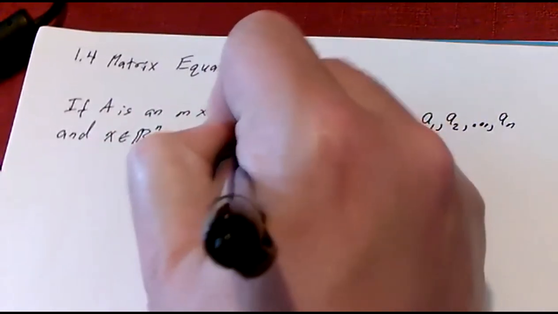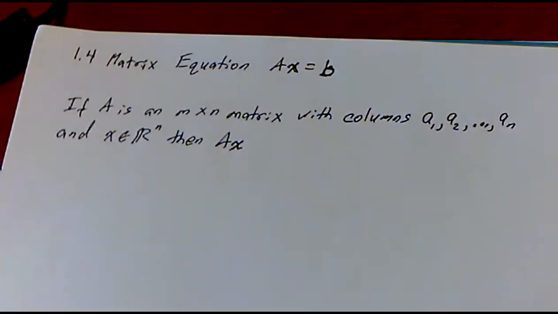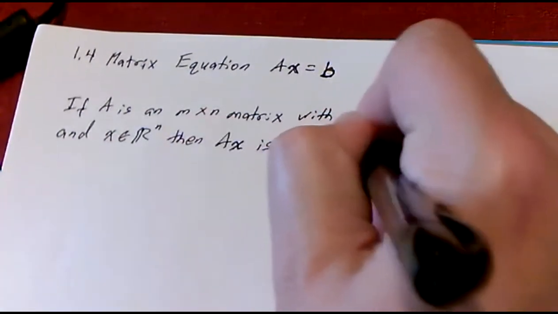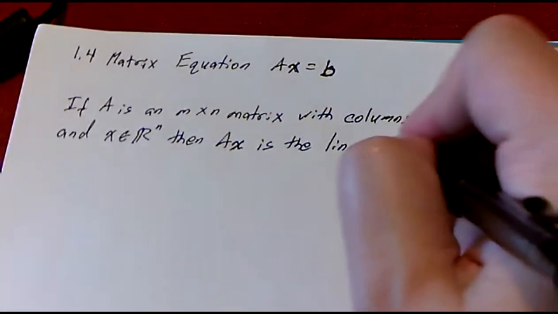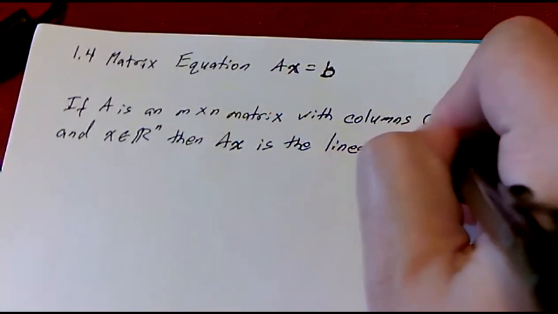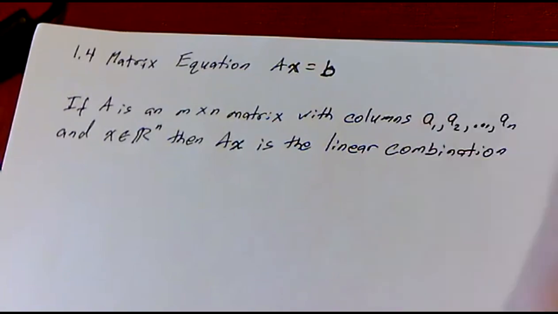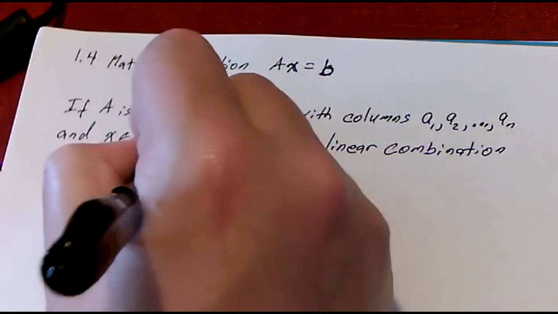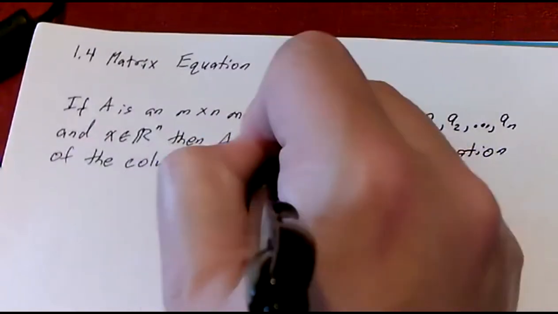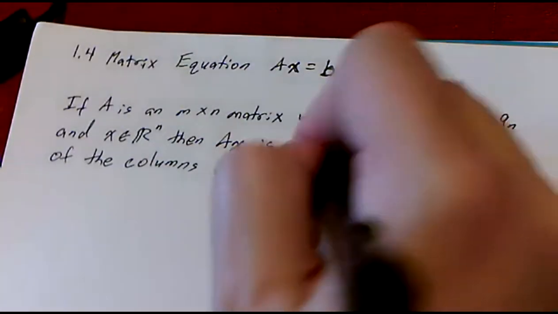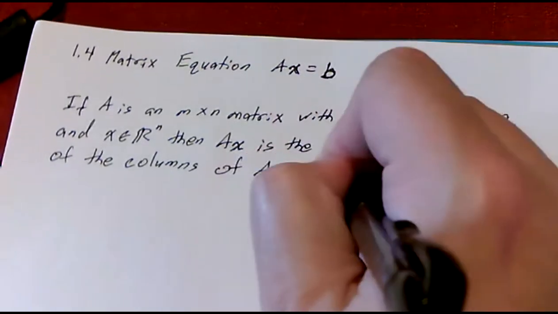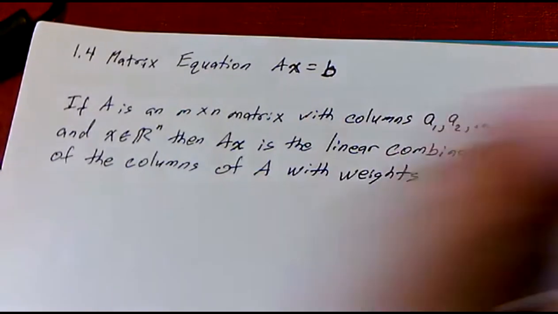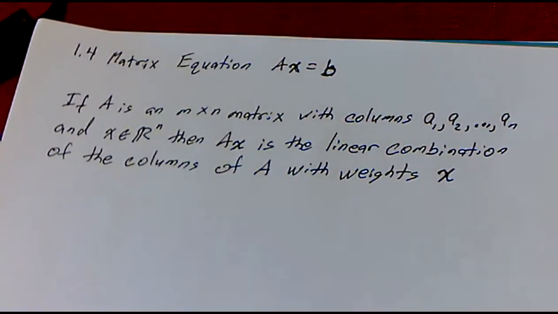Then Ax, and again, X is a vector, A is a matrix, is the linear combination of the columns of A with the weights, or linear weights, corresponding to the values in the vector X.